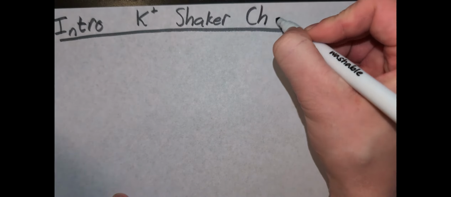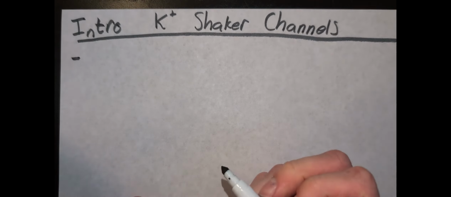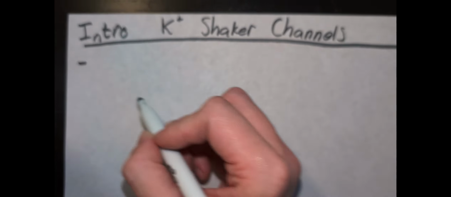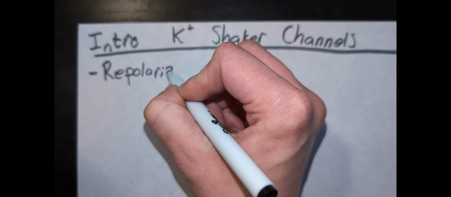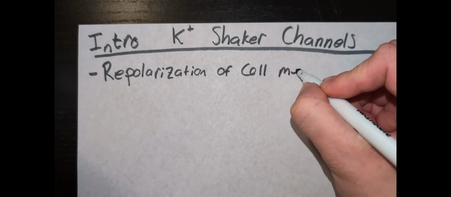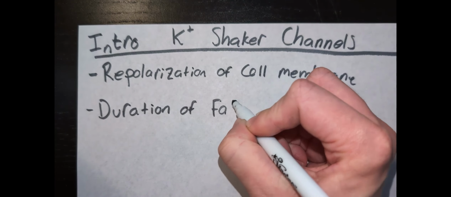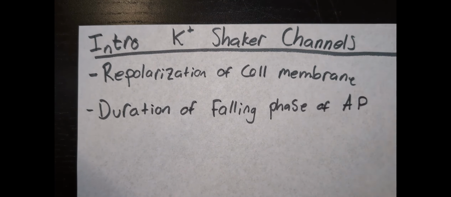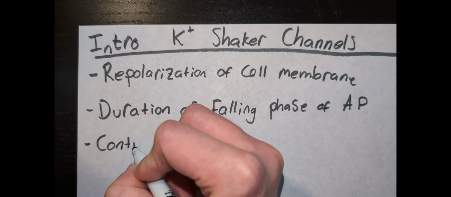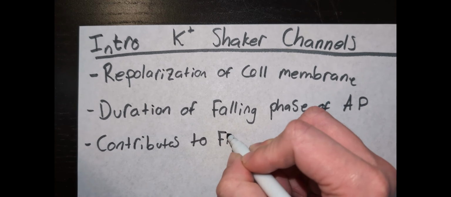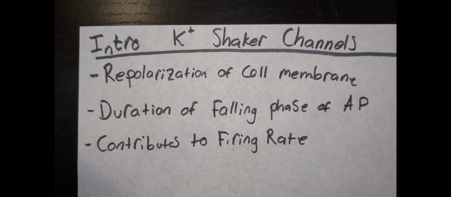Hello, in this video we're going to be talking about potassium shaker channels. We're going to be talking about a few things. The first thing is their role in the repolarization of the cellular membrane. We'll also be talking about how they impact the duration of the falling phase of an action potential. We'll talk about their contributions to the firing rate.